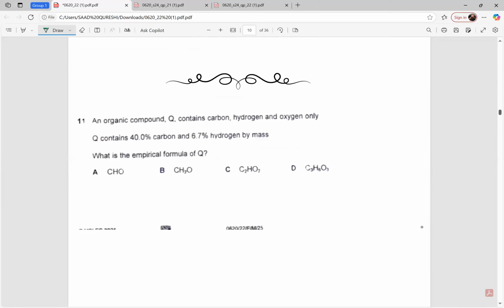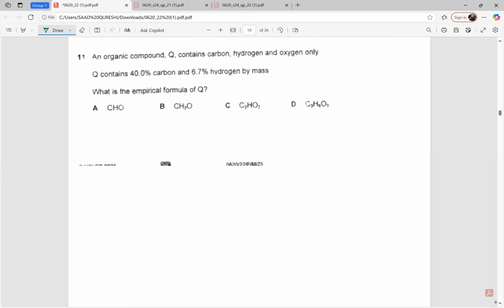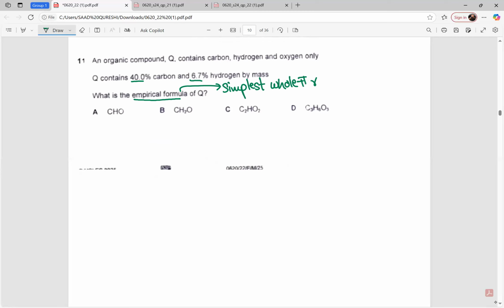An organic compound Q contains carbon, hydrogen, and oxygen. Q contains 40 percent carbon, 6.7 percent hydrogen by mass. What is the empirical formula? Empirical formula shows us the simplest whole number ratio between the atoms. So how can we find the simplest whole number ratio between carbon, hydrogen, and oxygen? For carbon, it's 40.0 grams given in the question. Hydrogen is 6.7 grams given in the question. Oxygen is not given, so we can find out the oxygen.